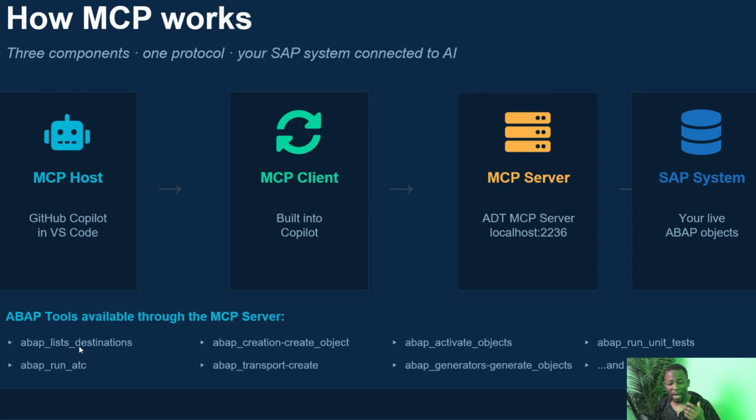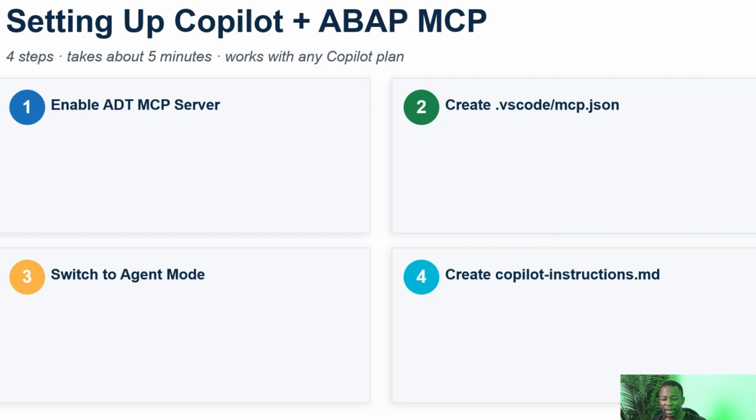You can do ABAP list destination, ABAP run ATC checks, ABAP creation, create object. So transport, create, activate object. So these are some of the functionalities that you can do, and there are more, so you can read up on the SAP website.